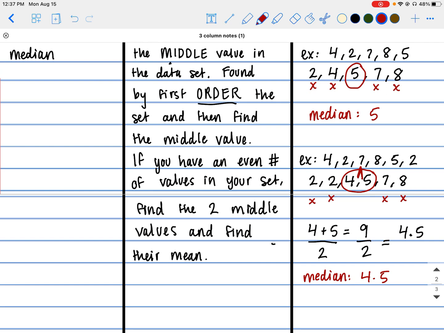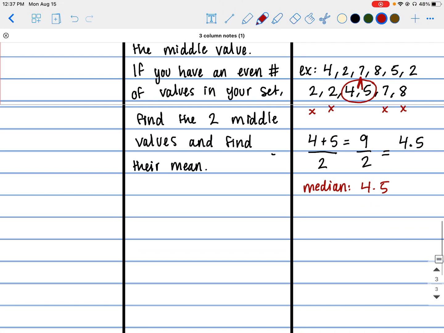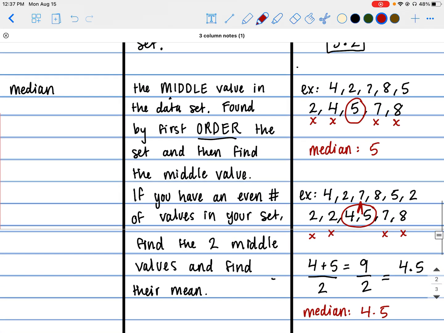Like I said, we're going to have a ton of practice in class working on those things. All right, let's keep moving. We are going to go to mode. Oh, I'm going to give you one more way to remember median. So median sounds like medium.